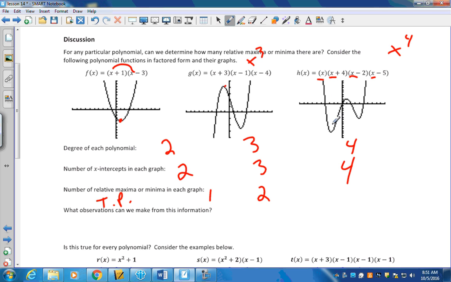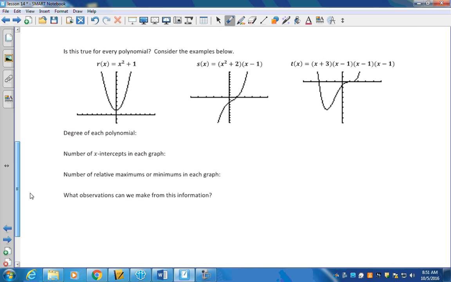How many turning points do we have here? And what does this tell you? The turning points are one less than the degree. If you have a fifth degree polynomial, you'll have 4 turns. That's how many turns you're going to get in your graph. So that's the basic idea there. Now we move on to the next one.